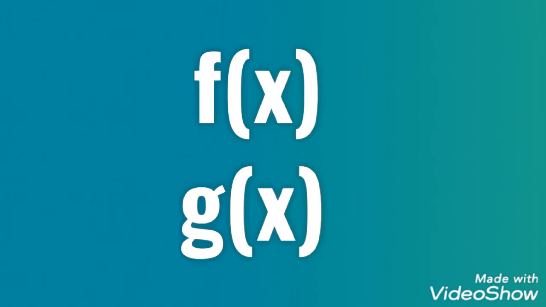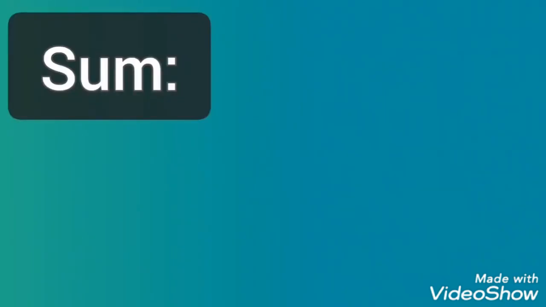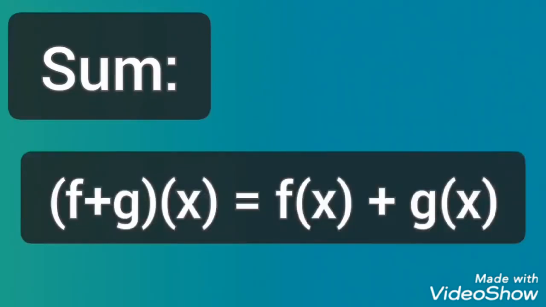So, if there is a given f and g, we are going to define the following operations: the sum, the difference, the product, and the quotient. So, let's take a look at this. First, we have here the sum. It says here that f plus g of x equals f of x plus g of x.